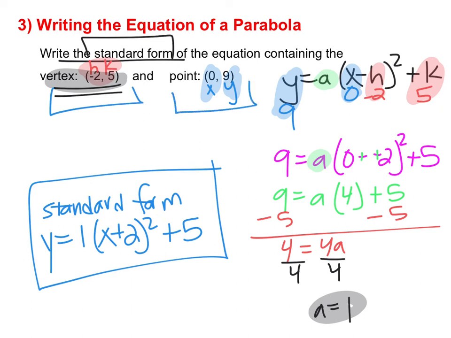Now you could be given this information in two different ways. You could just be given it written out like this one, or you could be given the picture of a graph where the picture gives you the vertex and the picture gives you a point, and you can use the same strategy. So you'll see both of those in your assignment, whether it's a picture of a graph or written out this way, you can use this strategy.